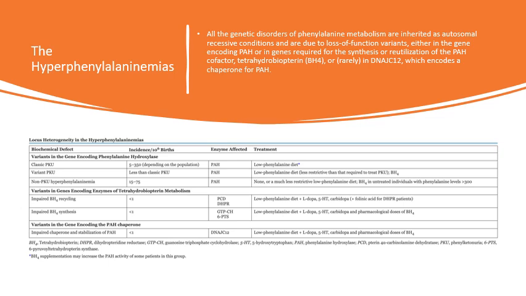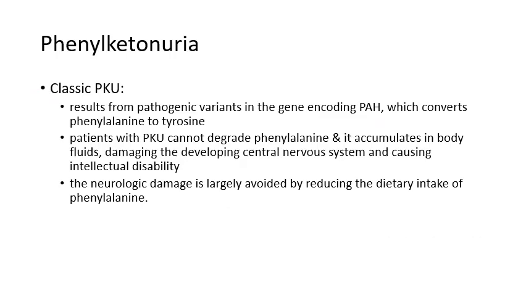There are some other rare causes, but we won't go into detail about them. So we'll just stick with the more common ones. Classic PKU is one of the most common conditions with childhood onset, and many countries have newborn screening to detect PKU. Classic PKU, or classic phenylketonuria, results from pathogenic variants in the gene encoding PAH, which converts phenylalanine to tyrosine.